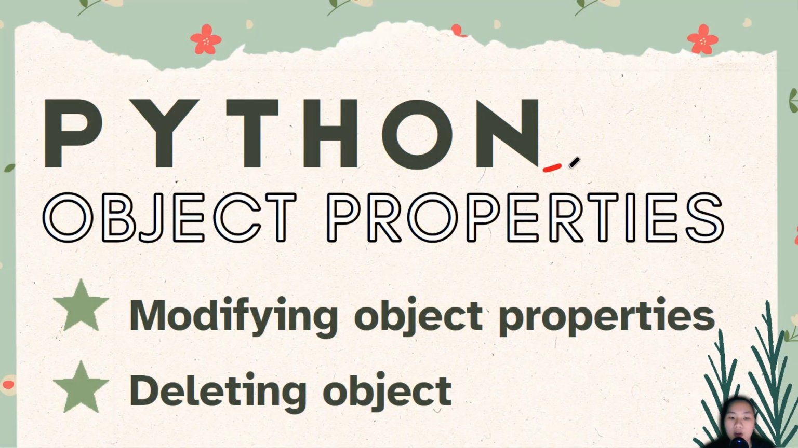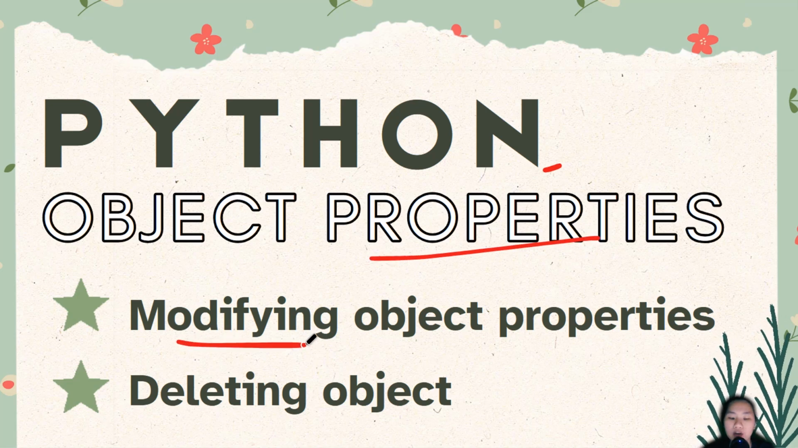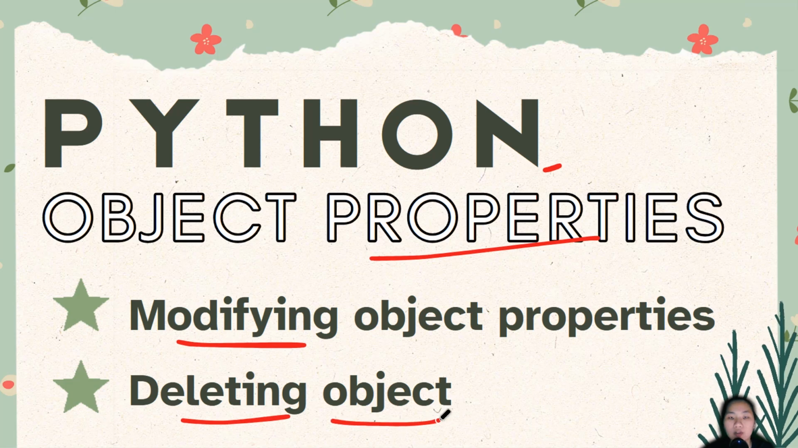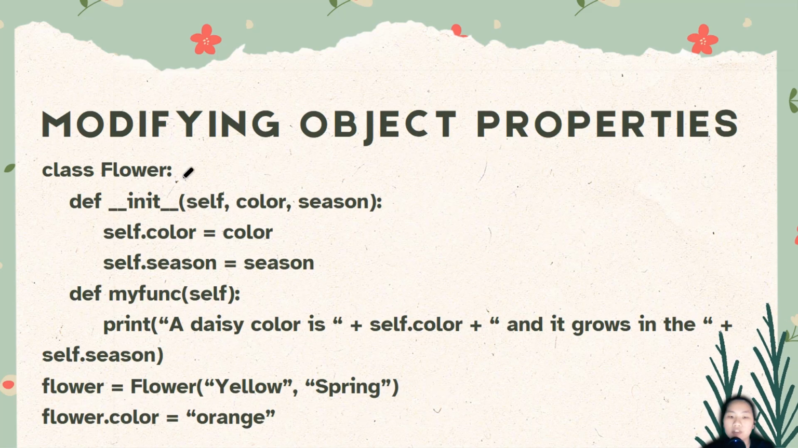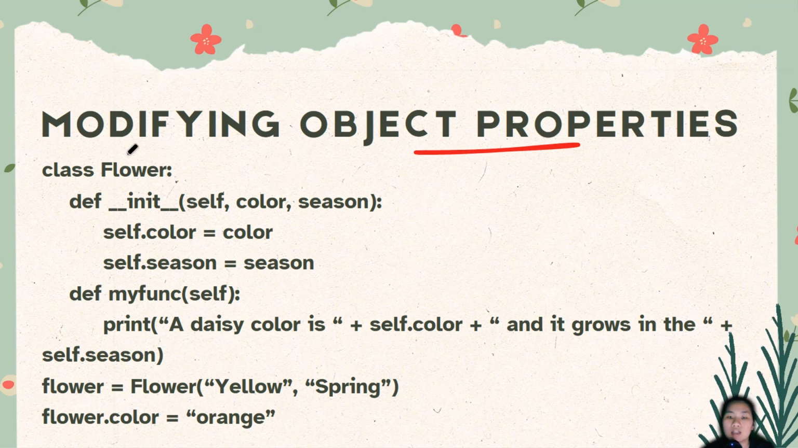Today's lesson is all about object properties, okay? How do we modify or change it, and how can we delete an object or its property? First off, let's take a look at how to modify an object property. So let's do a little bit of a review of what we've learned so far.